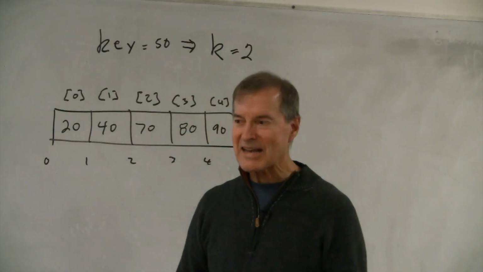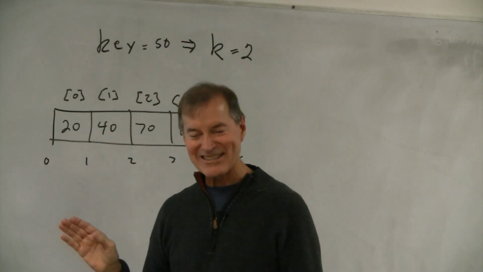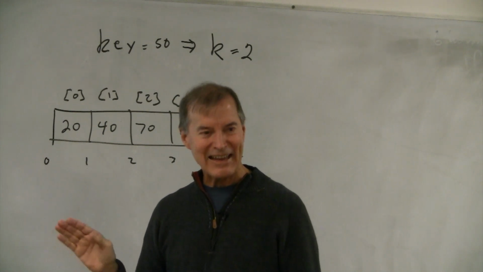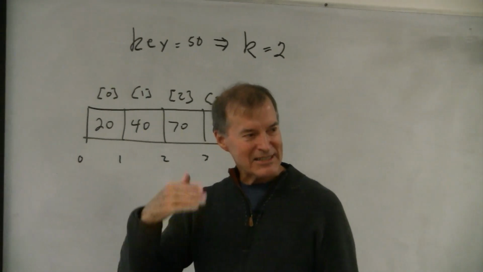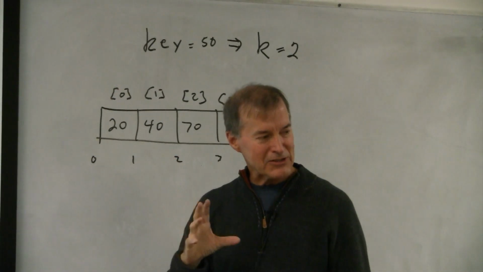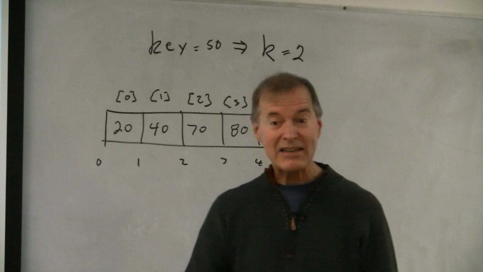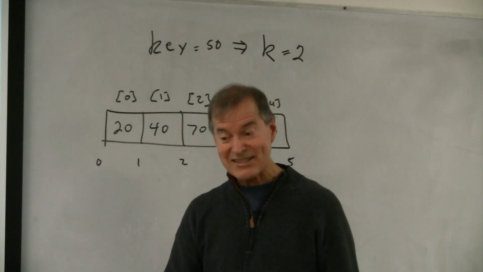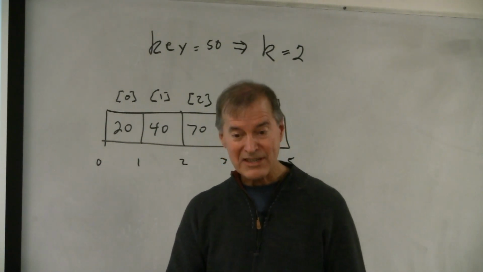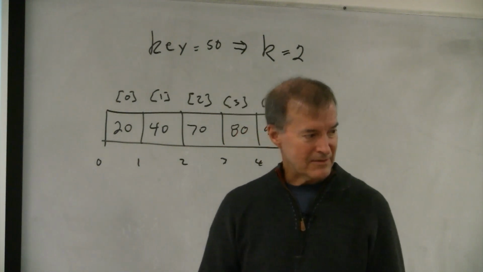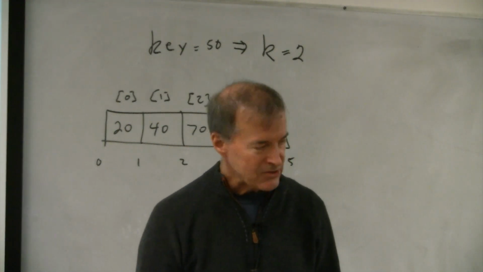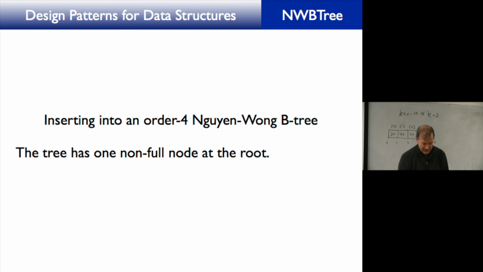All right, I'm telling you, when I first saw this, I thought this can't be right. It can't be this simple. It is conceptually a little tricky because we have this functional programming and everything. But the amazing thing is that removal is just as easy. It's very similar. Did you have a question? No. I think maybe if we do a few examples, you'll see. Okay? So first of all, the examples that we're going to be doing are for an order 4 Nguyen-Wong B-tree.